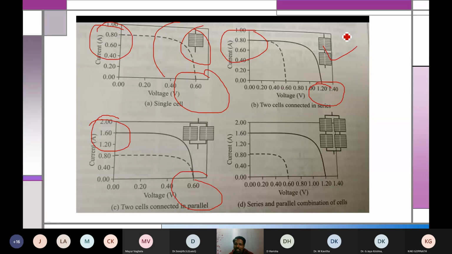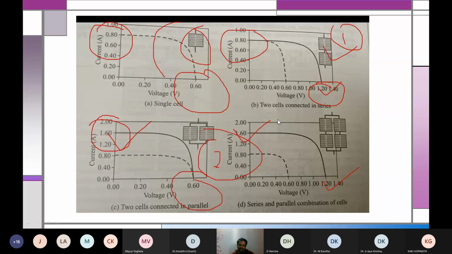Finally, if all these combinations, this one plus this one, are connected in parallel, you will get 1.2 volt here and 1.6 amps here. Like this, either by connecting them in series or in parallel, you can get the desired voltage. This is for an ideal case, but practically, you can get whatever voltage or power you want. That's how they are connected in series and parallel.